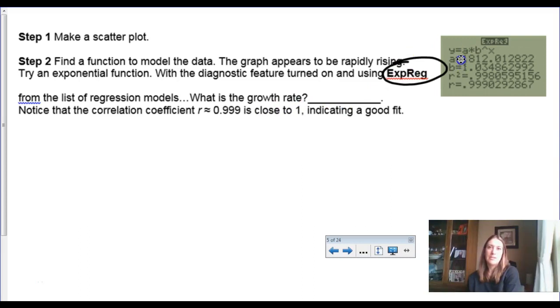For the way the formula is set up, a is the initial value for the function, b is the growth rate that's holding up the exponent. So if I look at the growth rate of roughly 1.035, remember the base is 1 plus the rate. So if you take 1 away from that, we get roughly a 3.5% growth rate. And the correlation coefficient is 0.999. So our guess of it being exponential regression was a pretty good one.